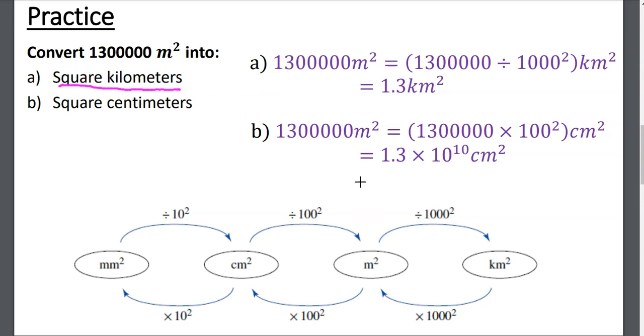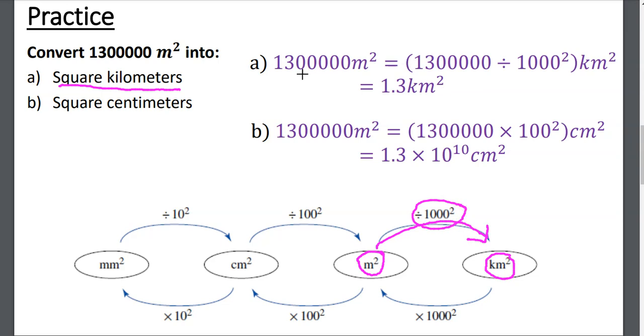All right, so I need to get from metres squared to kilometres squared. And to do that, which arrow do I follow? Well, I'm not going to follow the bottom arrow because that's pointing in the opposite direction. I'm going to follow the arrow that's pointing in the direction that I need to go in, from metre squared to kilometre squared. So all I need to do is divide my number by 1,000 squared.